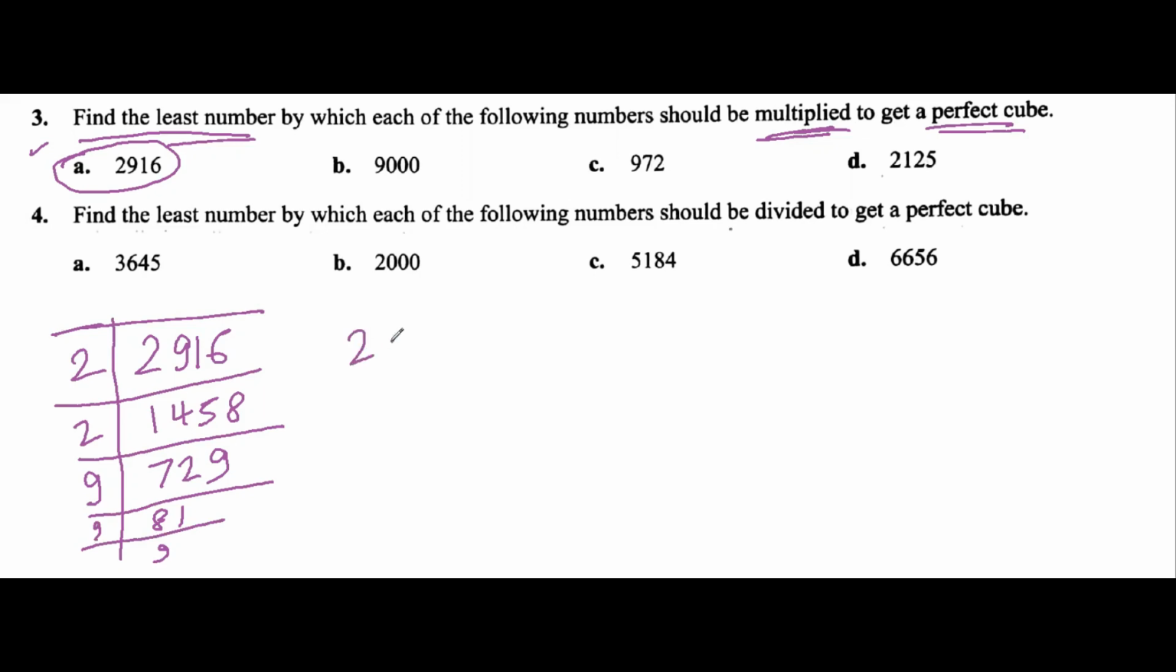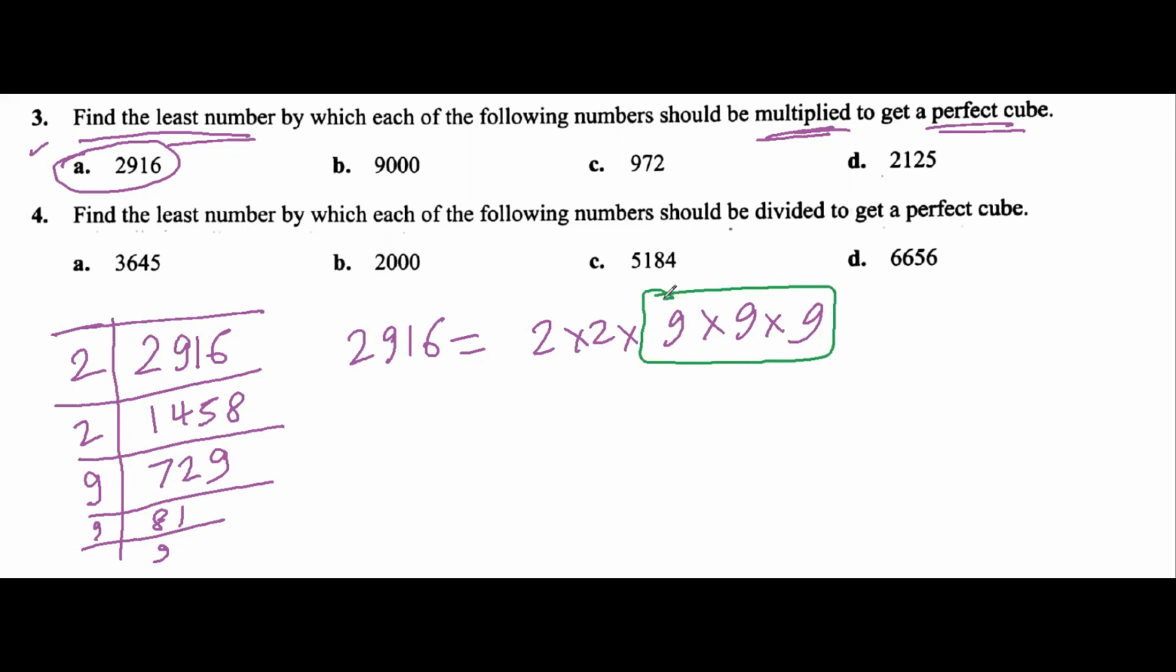So 2916 I can write as 2 into 2 into 9 into 9 into 9. I can form a group of these triplets, but here I cannot form the group of triplets with this 2. So what is missing here? One more 2 is missing to make this a perfect cube. So what is my answer? My answer is 2. Got it?